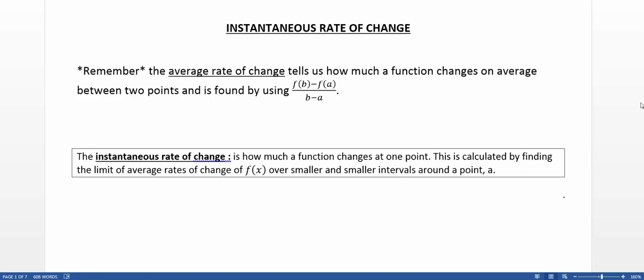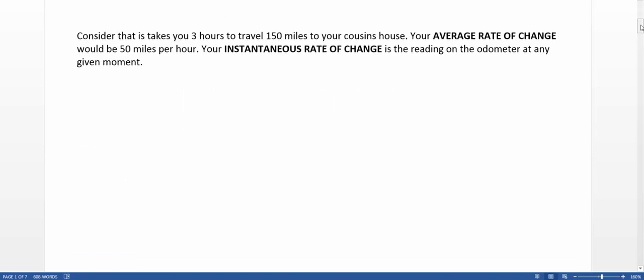So we're going to look at some visual representations of this, but before we do, let's try to imagine what the difference is between average rate of change and instantaneous rate of change. A good example of this is driving your car. Consider that it takes you 3 hours to travel 150 miles to your cousin's house while you drive. Your average rate of change would be 50 miles per hour, because if we look at the per hour travel, we went 150 miles over 3 hours. That's how much you changed on average.